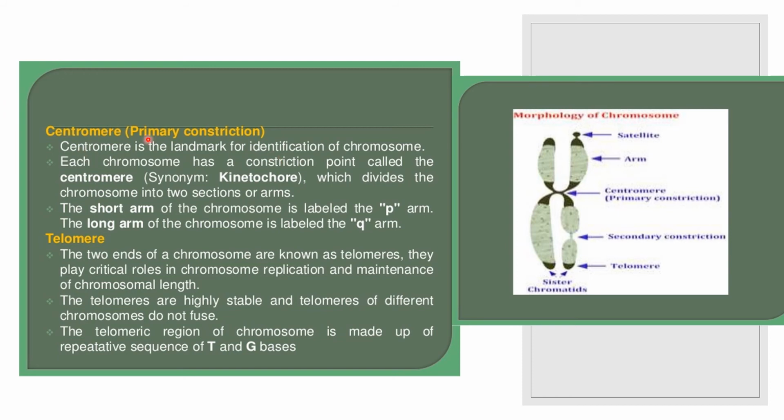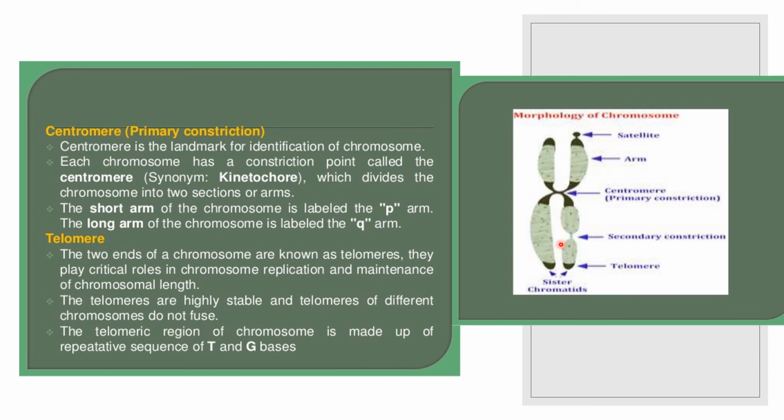The centromere is also called the primary constriction. Each chromosome has a constriction point called the centromere, which has one more name, kinetochore. This will divide the chromosome into two sections, or arms. Because of the centromere, this chromosome has two arms. One is the short arm, the other is the long arm. The short arm is represented by the p arm, the long arm by the q arm.